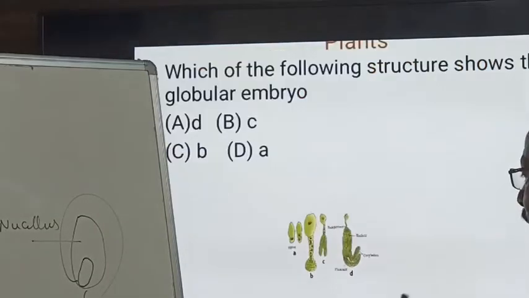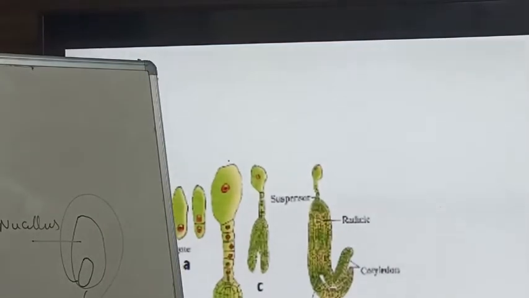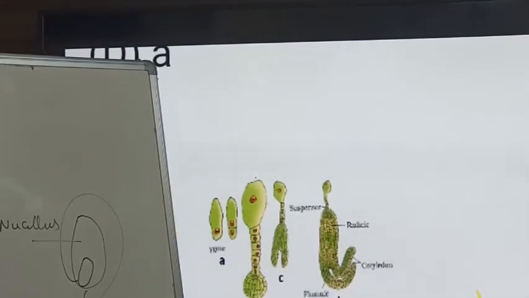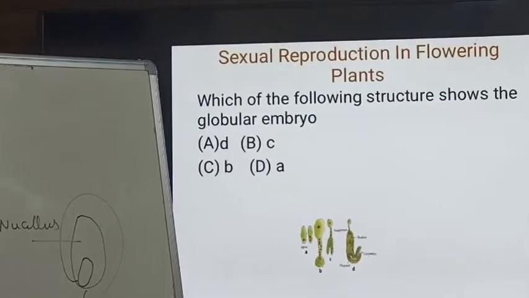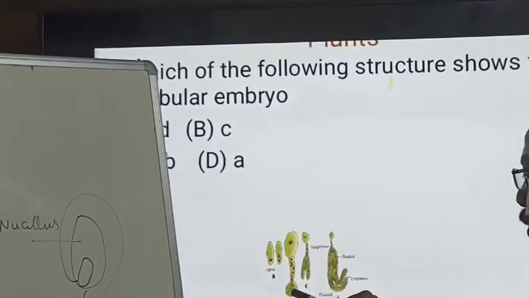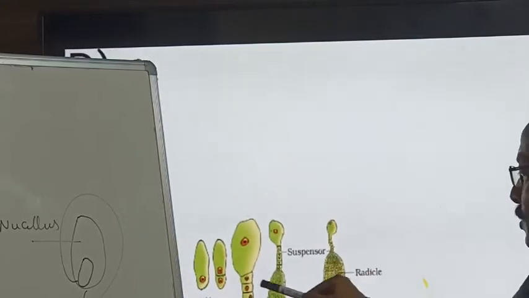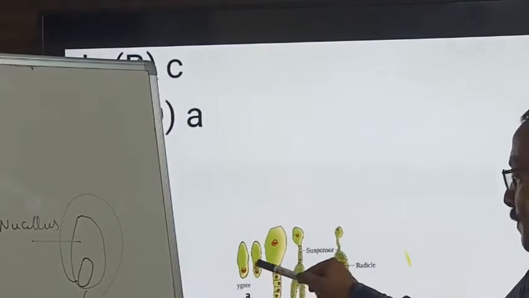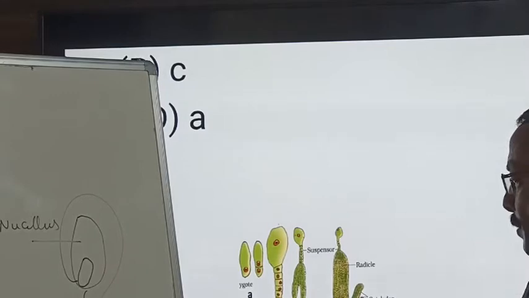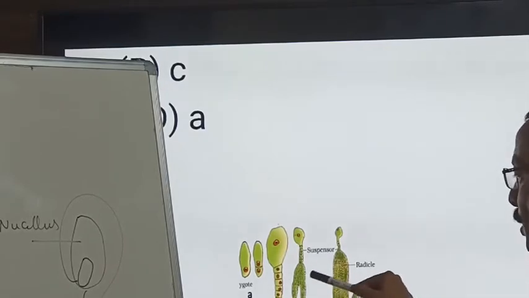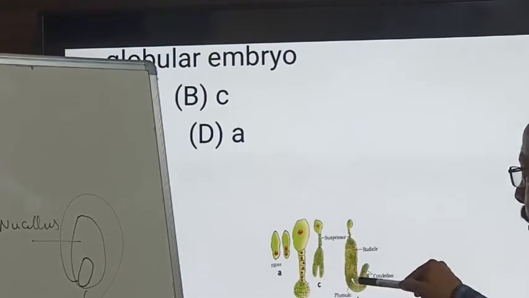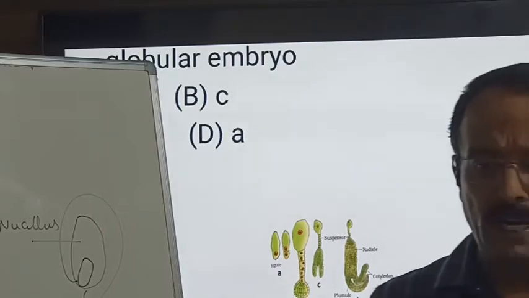Here again they have given the figure of embryo development. The question is, which of the following structures shows a globular embryo? See here, it is a globular embryo. So these are the early stages of embryogeny: globular embryo, heart-shaped embryo, finally mature embryo.